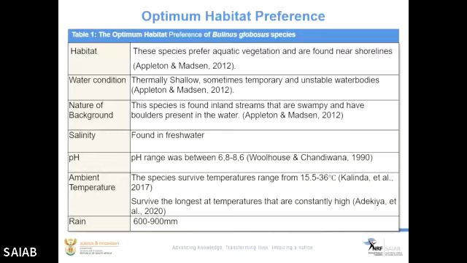The Bolinas globosas was also shown to thrive in fresh water at a pH range between 6.8 and 8.6. The species was also shown to survive at temperatures that are constantly high, ranging from 15.5 to 36 degrees Celsius. The precipitation levels showed that this species prefers post-rainy seasons at a range of 600 to 900 millimeters.